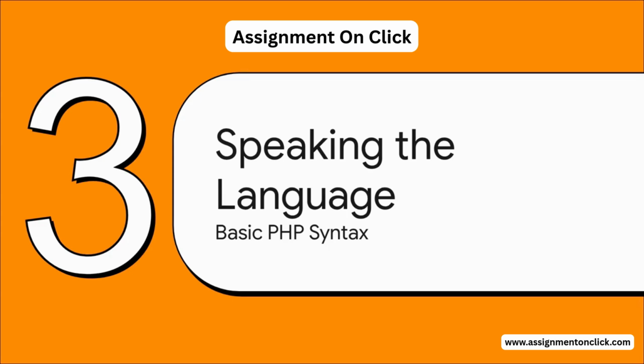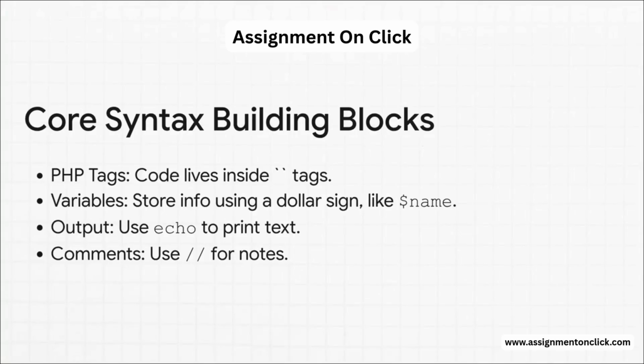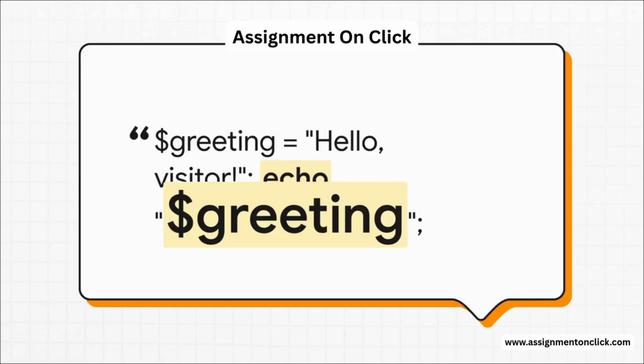And that's it. Okay, our workshop is all set up. Now it's time to actually learn a few words of the language. The great thing about PHP is that it has a pretty straightforward syntax that's actually easy to pick up once you get the core rules down. So here are the 4 absolute essentials you need to know. First, your PHP code always lives inside these special tags. Second, variables, which are basically just containers for information, they always start with a $ sign. Third, the echo command, that's your go-to for printing something out to the screen. And finally, those 2 forward slashes let you leave notes for yourself right in the code that the computer will just completely ignore. So let's see how this all comes together in a real example.